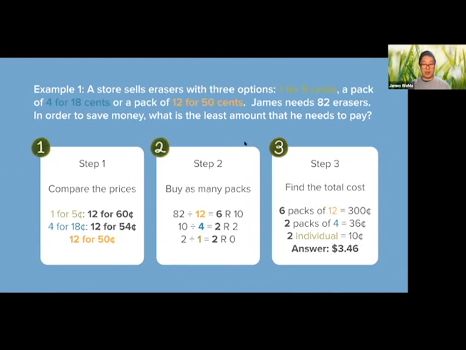And then you can see that the third step, if you calculate the total cost, you'll get 300 cents for 6 packs of 12, 36 cents for 2 packs of 4, and 10 cents for 2 individual ones. If you add that up, that's $3.46. Does that make sense for everyone? Can I get some thumbs up, thumbs down, thumbs sideways? Things okay?